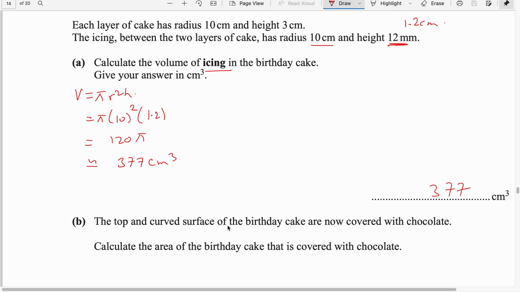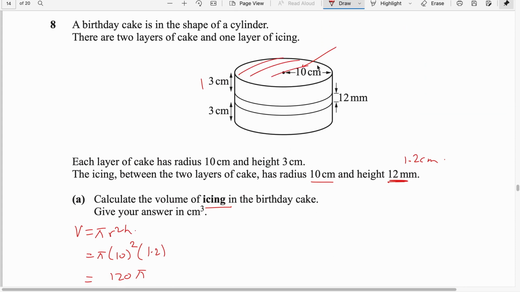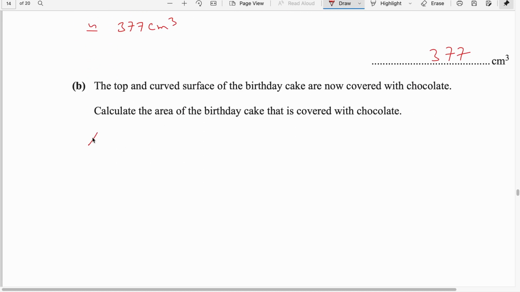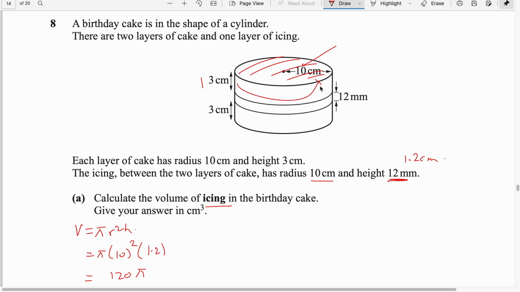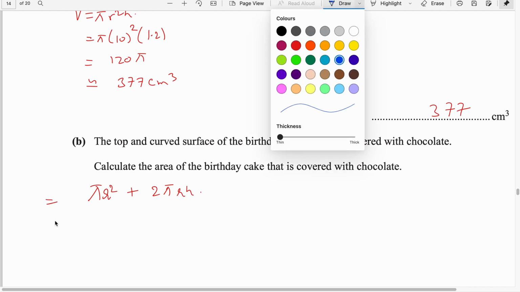The top and the curved surface of the birthday cake are now covered with chocolate. Calculate the area of the birthday cake that is covered in the chocolate. So there are 2 shapes. This top is a circle, which is pi r square, plus the curvy part or curved surface area of cylinder is 2 pi r h. Just substitute the values and use your calculator.